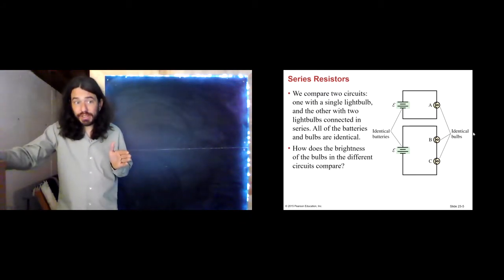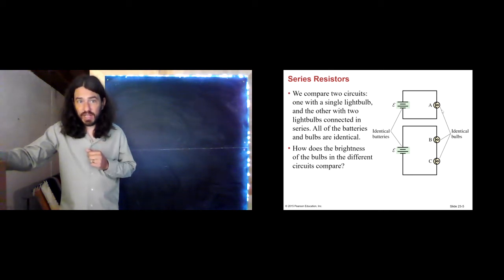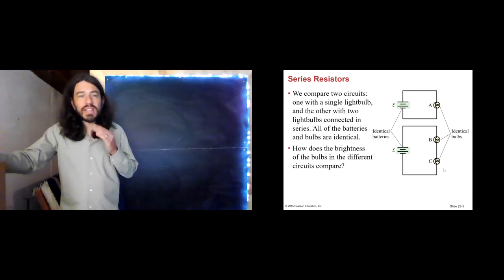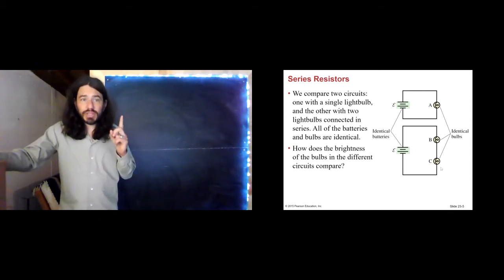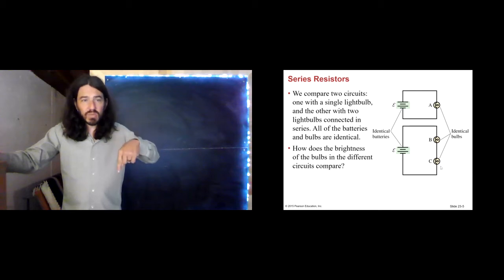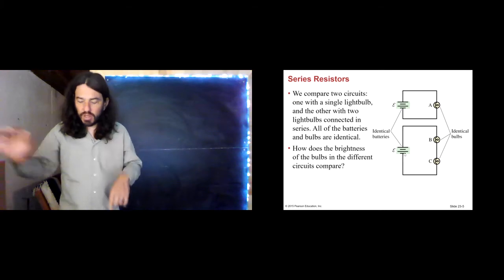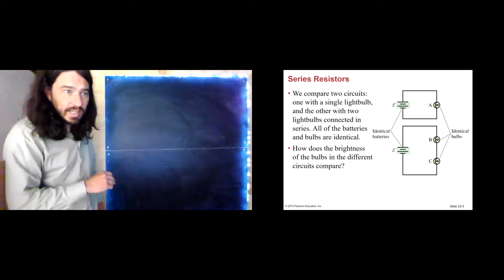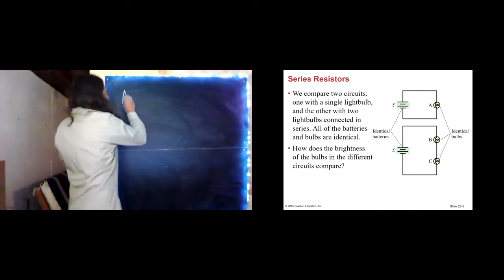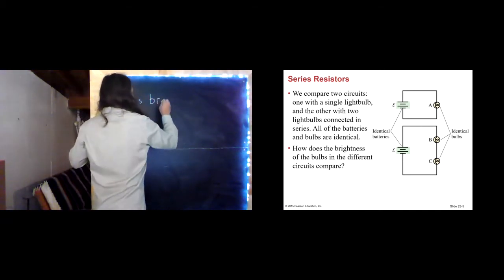If all of these light bulbs are identical, then this circuit has twice the resistance that this circuit has. Why? Because we could replace these two individual resistors with a single resistor that had twice the resistance of any of these light bulbs. So this circuit has a greater resistance, therefore a smaller current. Greater resistance, same voltage, smaller current. Therefore, with a smaller current, B and C will be dimmer than A. So A is brighter.